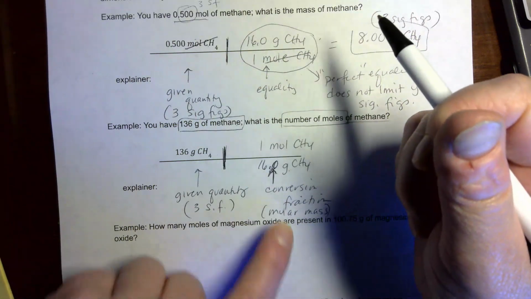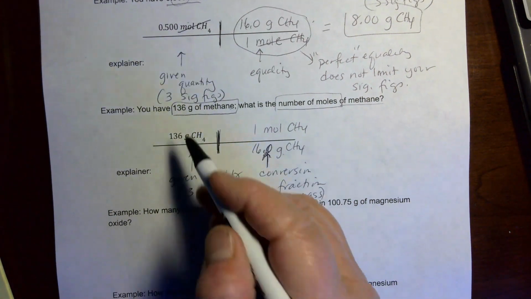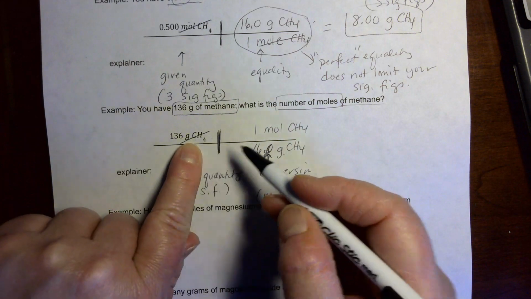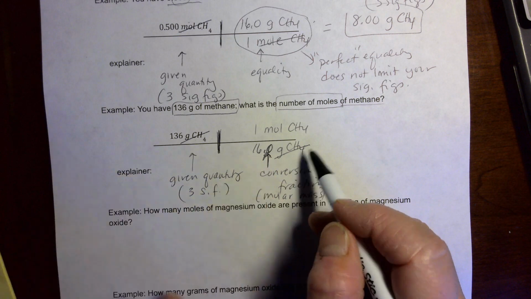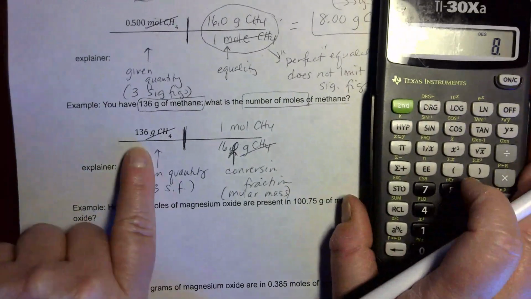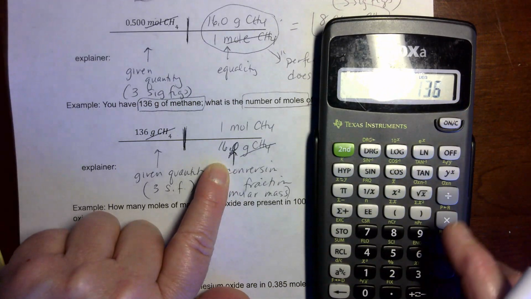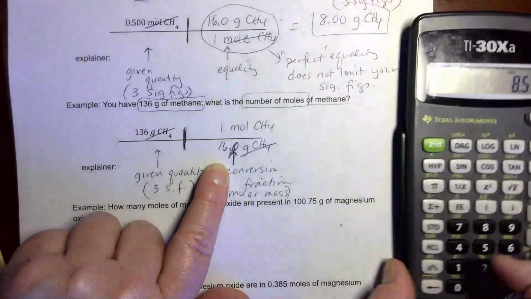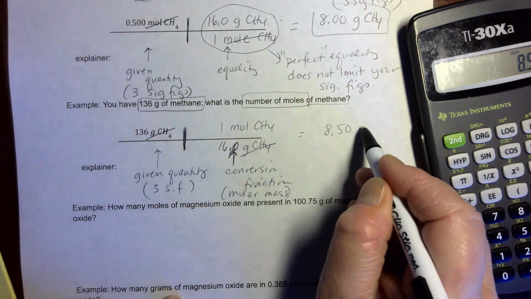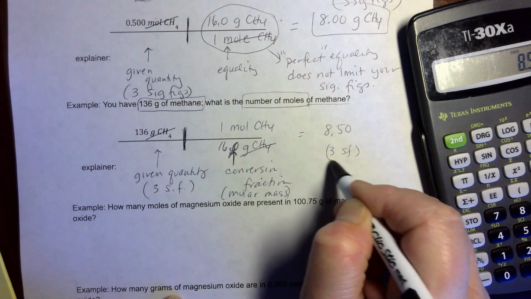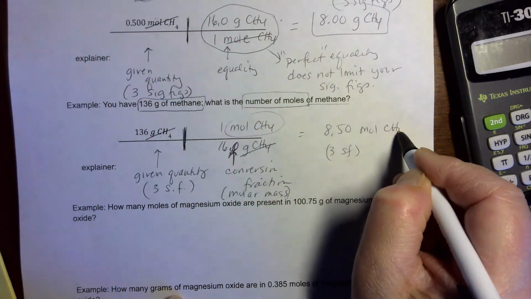It's just flipped, depending on whether we're starting with moles or starting with grams. So, coming back to this problem, I see grams of CH4 in the numerator, and I see grams of CH4 in this denominator over here, so they're going to cancel. And now the math just becomes 136 times 1 divided by 16. So let's try that. 136 divided by 16, and I get 8.5. But I need to maintain 3 total sig figs. So 3 sig figs to finish.